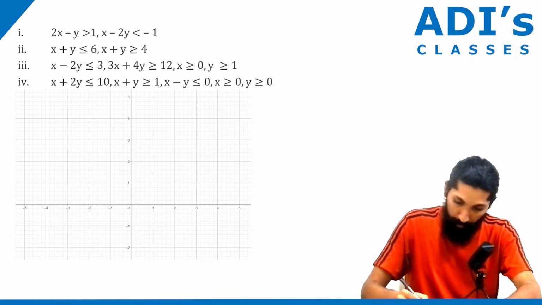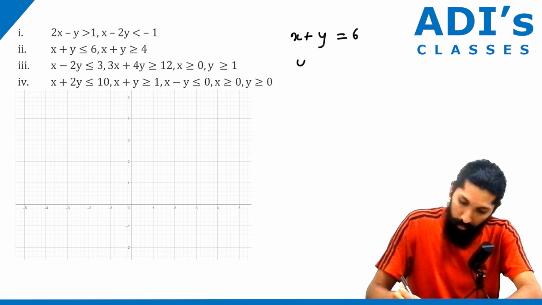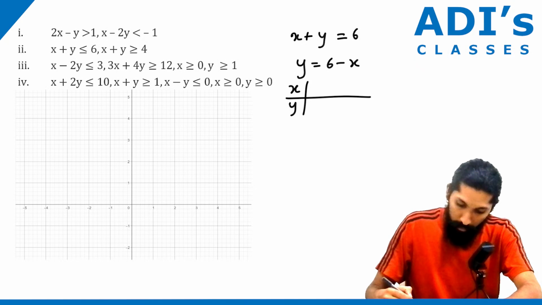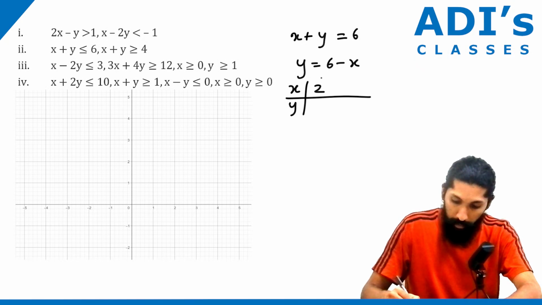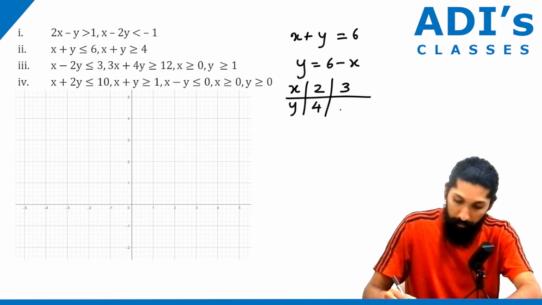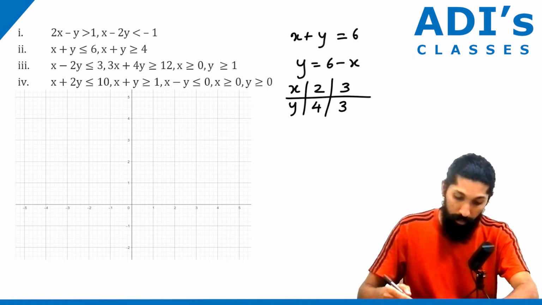See the question. x plus y is equal to 6, y is equal to 6 minus x. Again, take x and y, make a table. We can start by taking x value as say 2. If x value is 2, then y value becomes 4. Let's take x value as maybe 3. Then 6 minus 3 becomes 3. Fair enough?